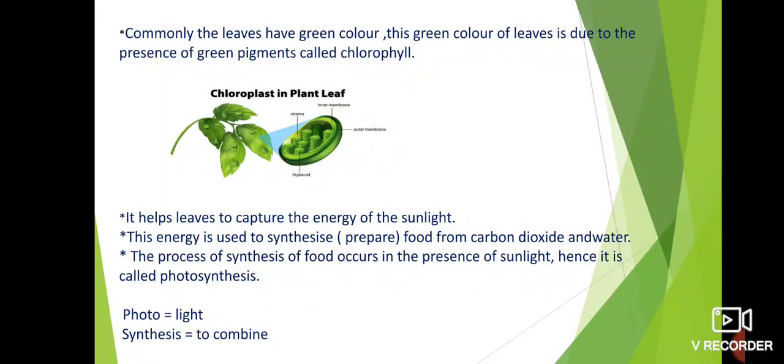See, what are the functions of this chloroplast? There are two functions. The first one is chloroplast or chlorophyll gives green color to the leaves, means it provides green pigments to the leaves. And the second function of chloroplast is it helps the leaves to capture the energy of sunlight, which is helpful for the process of photosynthesis. These two are the main functions of chlorophyll in the leaves.